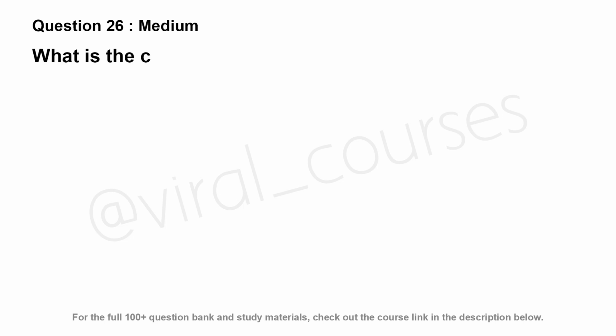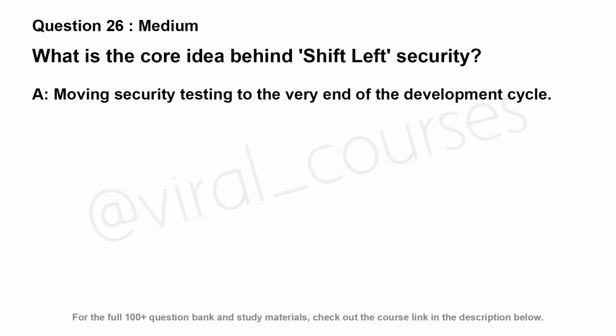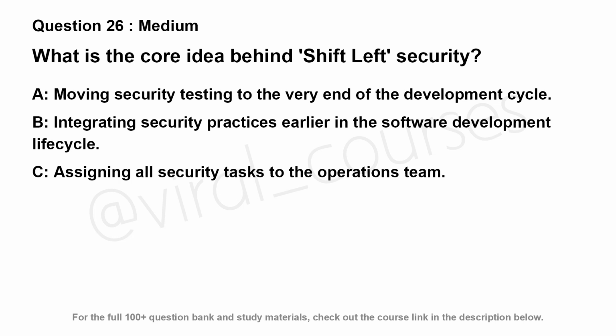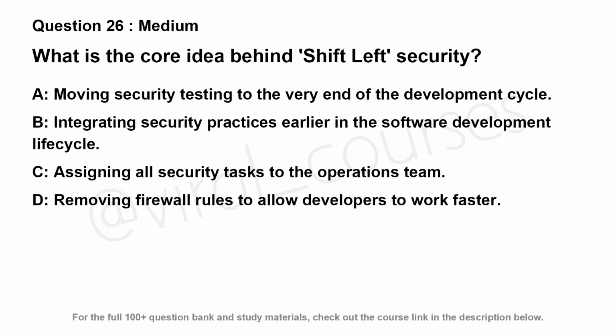What is the core idea behind shift left security? Option A, moving security testing to the very end of the development cycle. Option B, integrating security practices earlier in the software development lifecycle. Option C, assigning all security tasks to the operations team. Option D, removing firewall rules to allow developers to work faster.